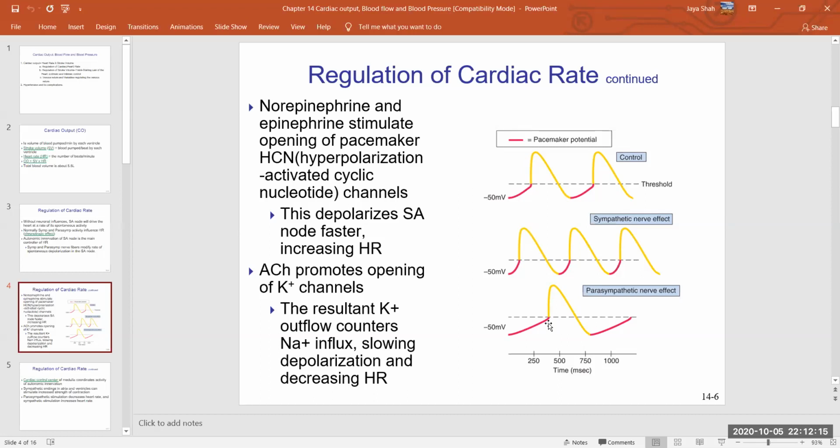So in summary, sympathetic stimulation increases heart rate by increasing the opening of the HCN channel, and the parasympathetic neurotransmitter acetylcholine opens the potassium channel, which slows depolarization, and that's why there is a decrease in heart rate.